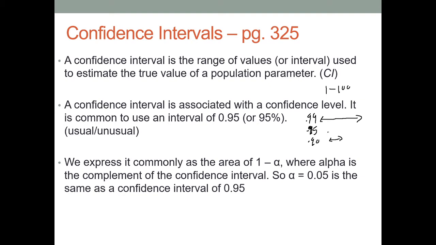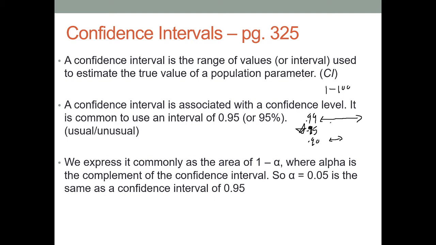In fact, the one that most people use is a 95% confidence level, because it strikes a nice balance between how wide your guess range is and how accurate a guess you're going to get. So 95% is what we're usually going to go with unless otherwise stated.